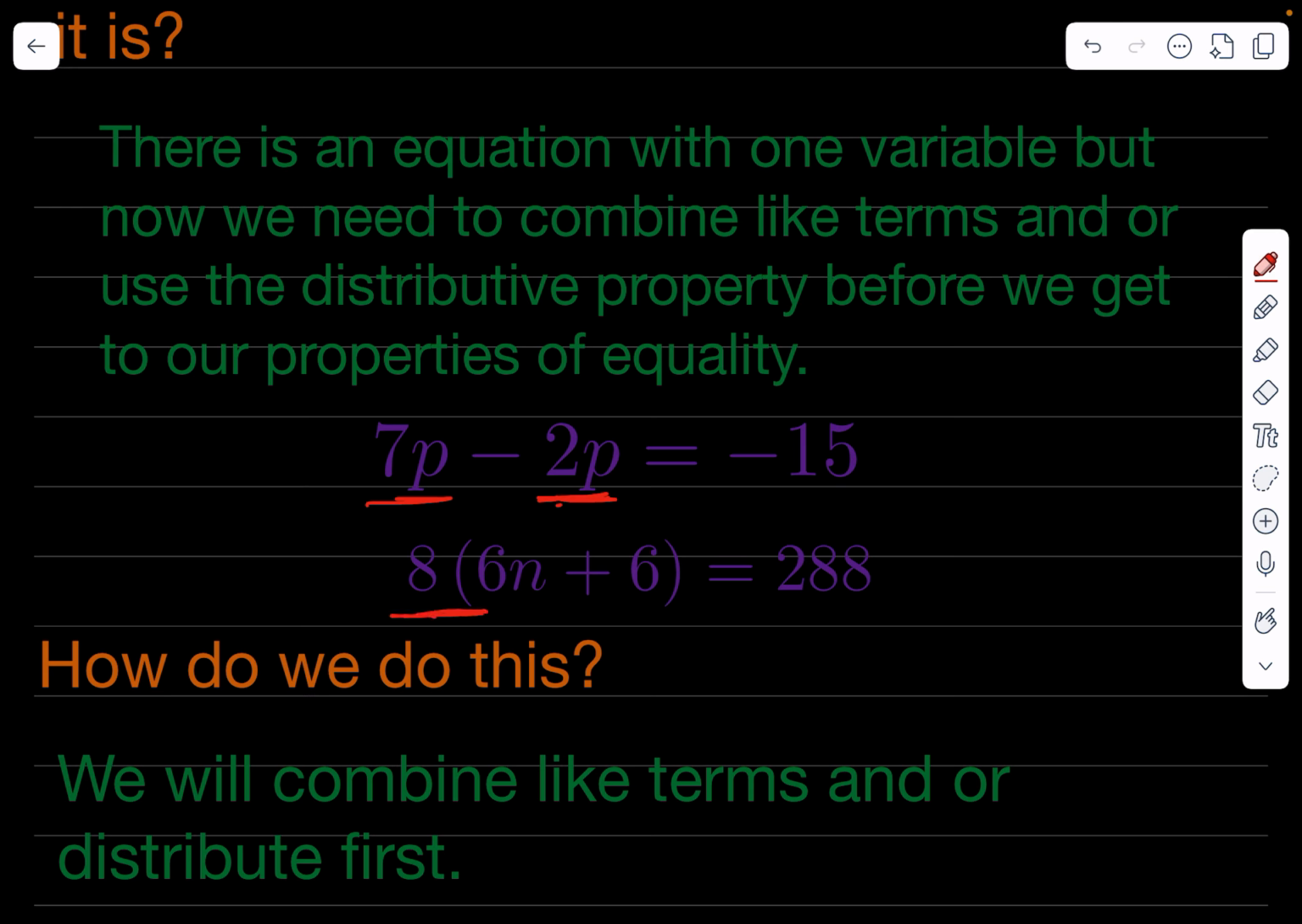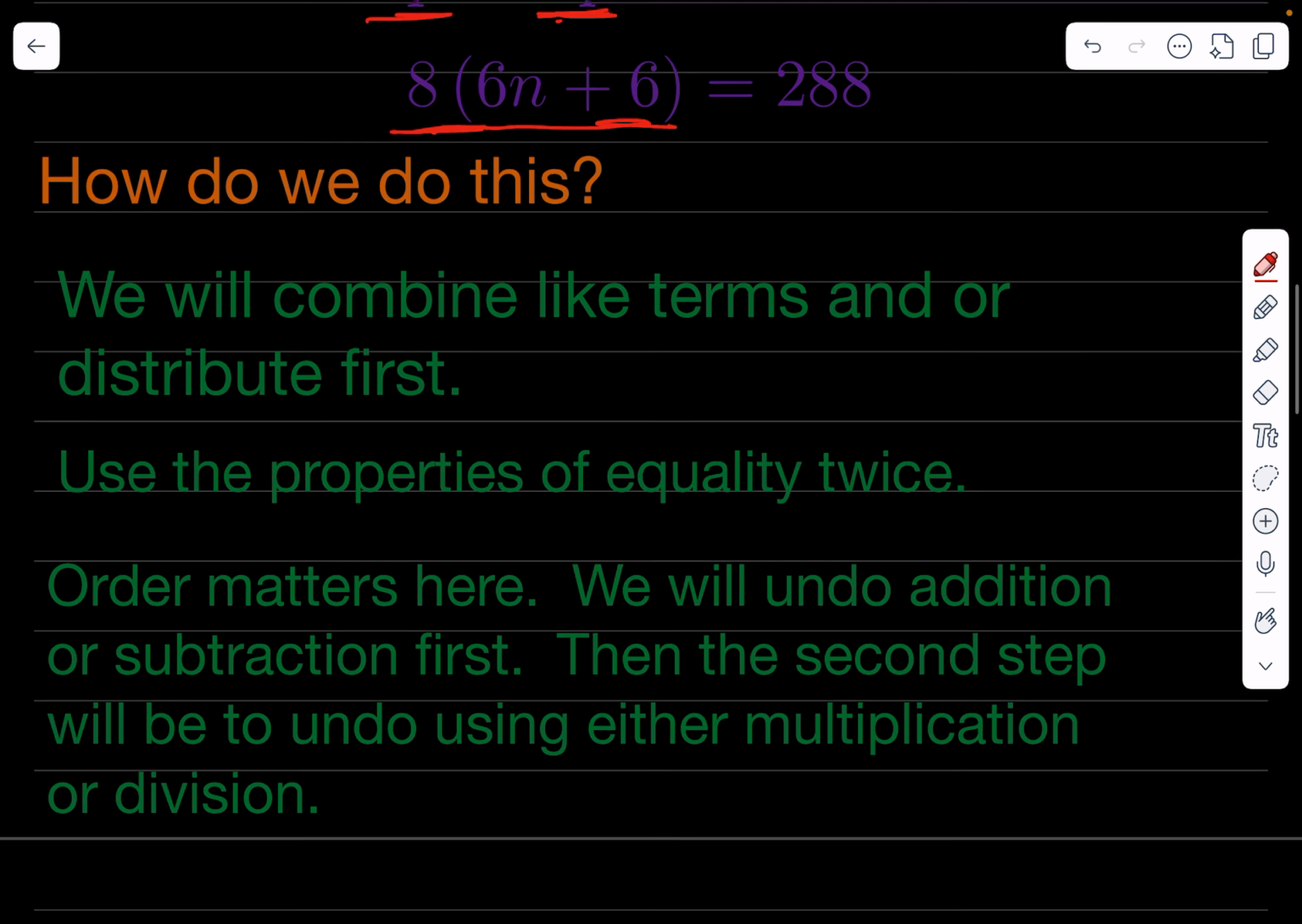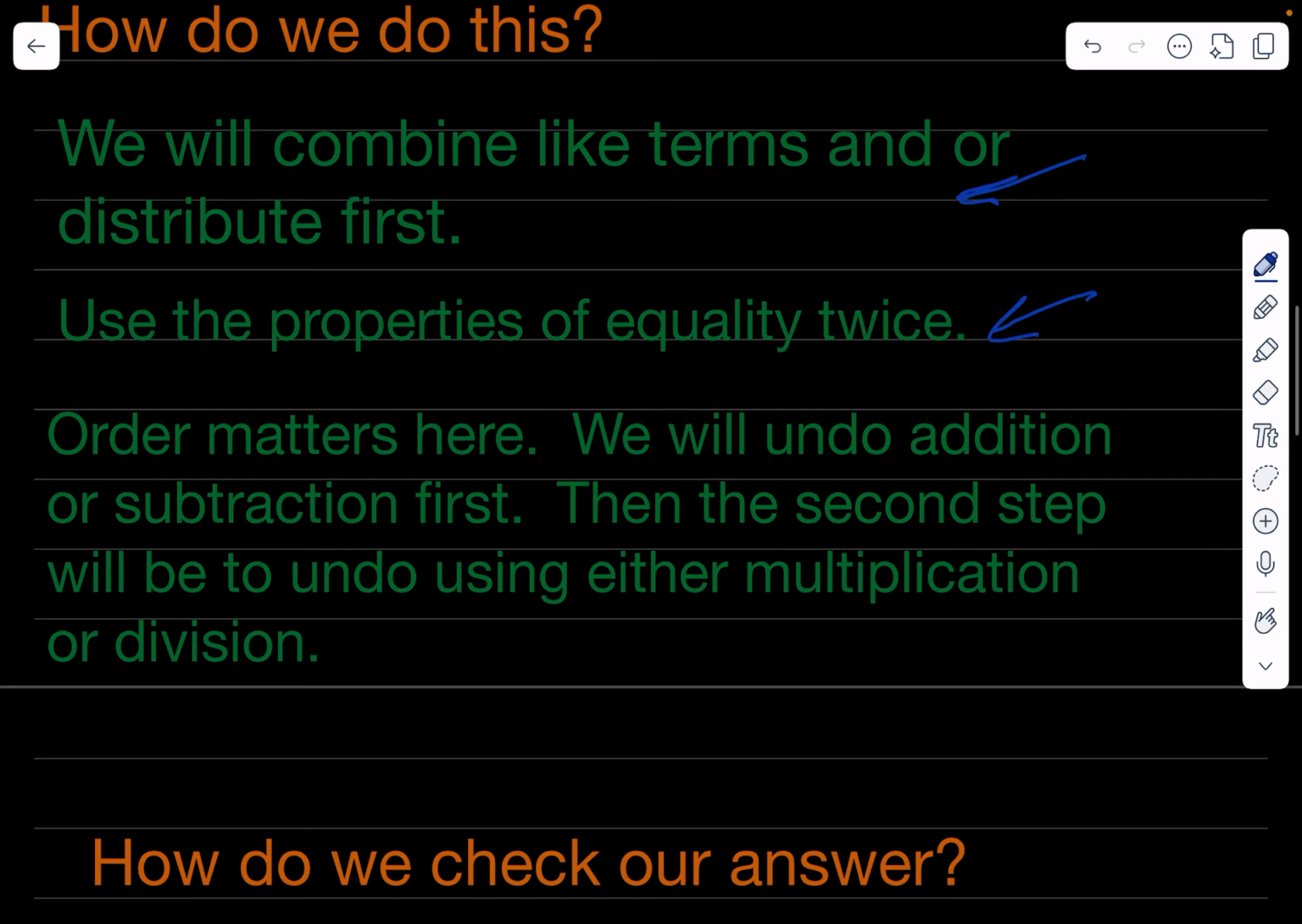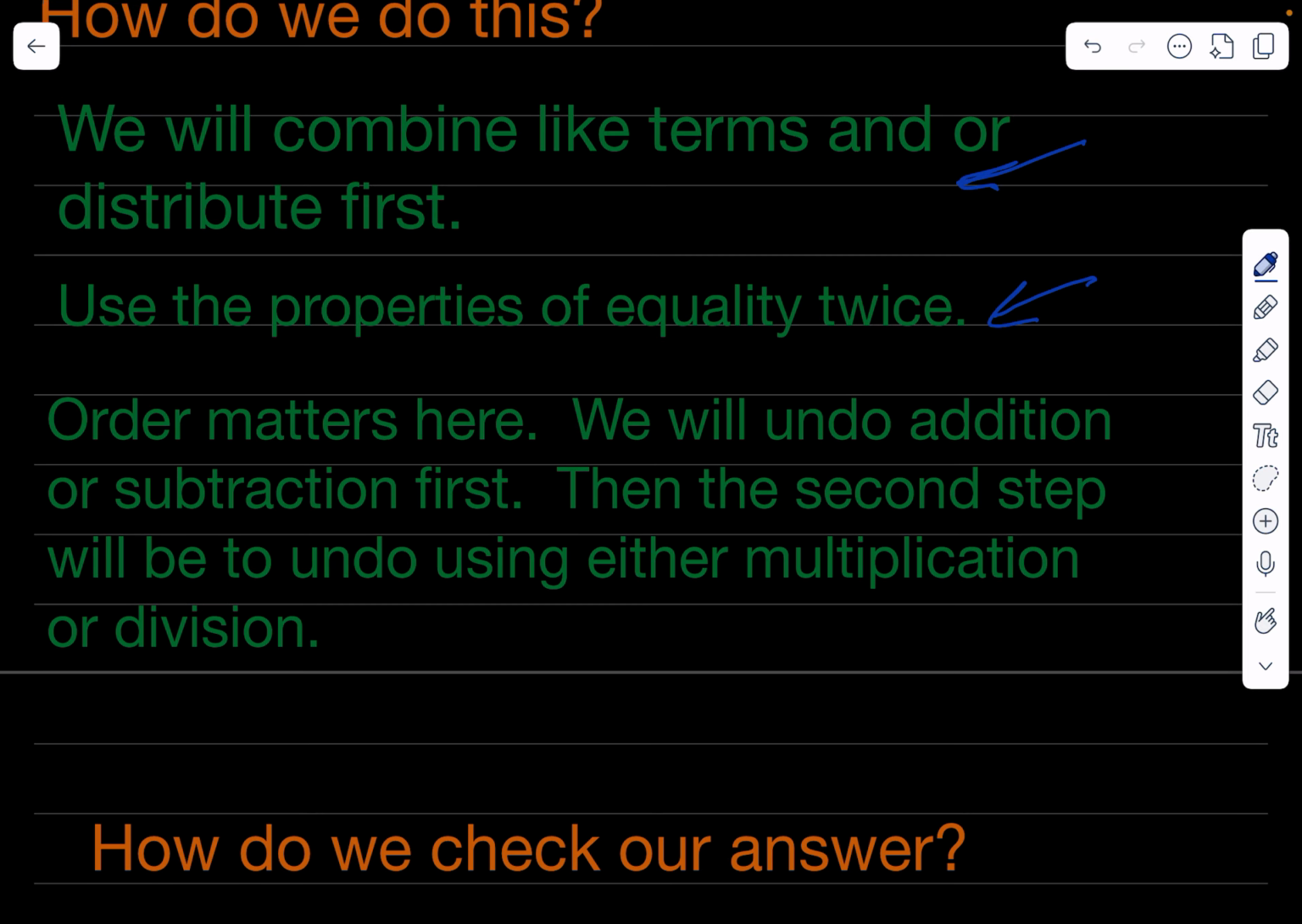Here we have parentheses being multiplied. That's our distributive property. And then we would use our properties of equality. How do we do this? So, multi-step. We have to combine our like terms and/or distribute first. Then we use our properties of equality, potentially twice, if we have a two-step equation. If after combining and distributing, we don't have a two-step, we would only use our one-step methods.